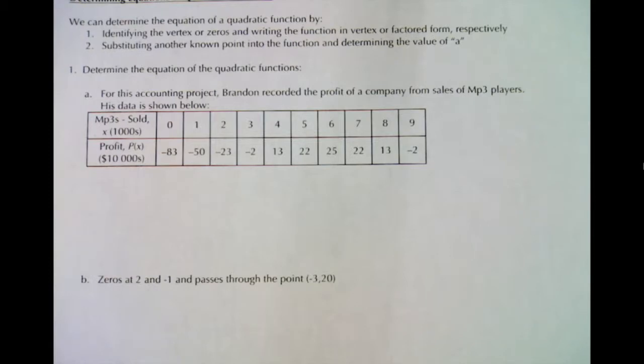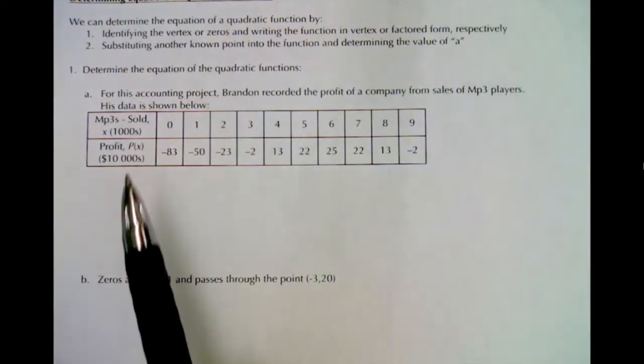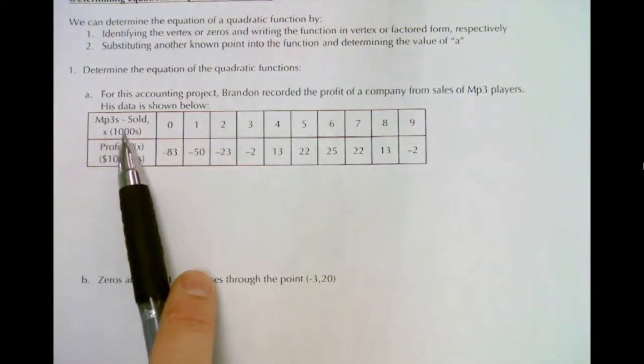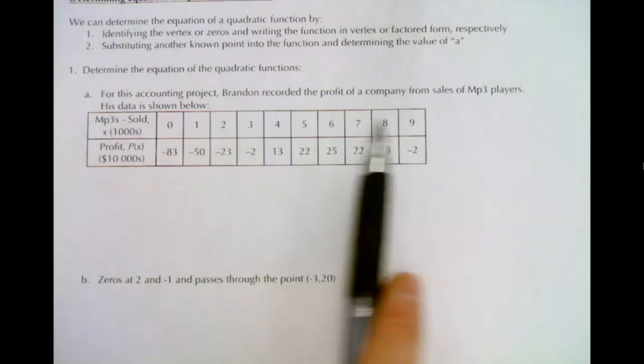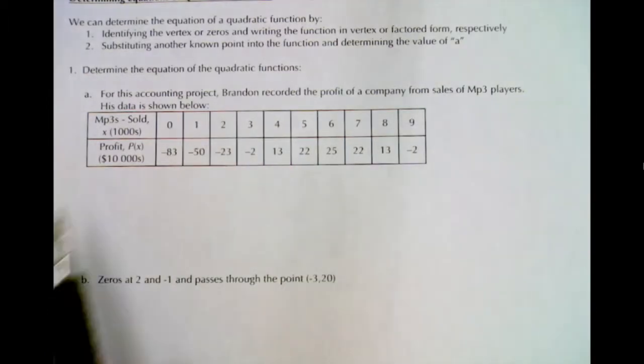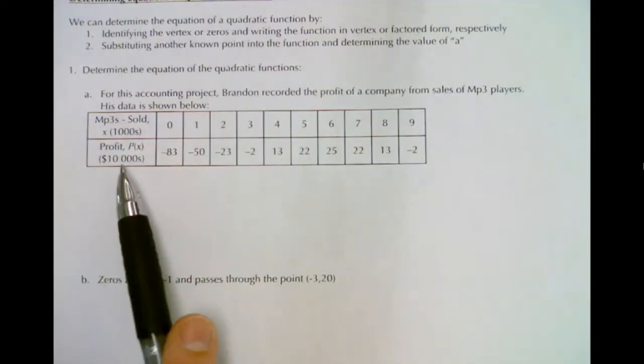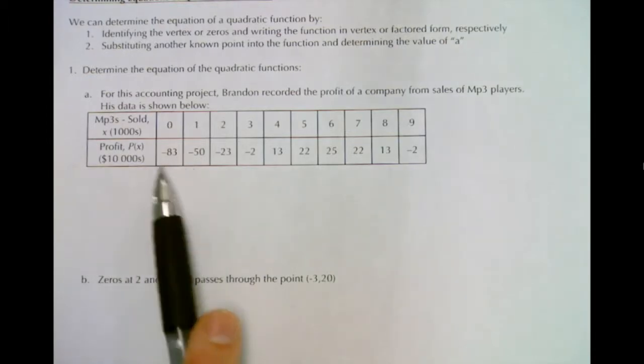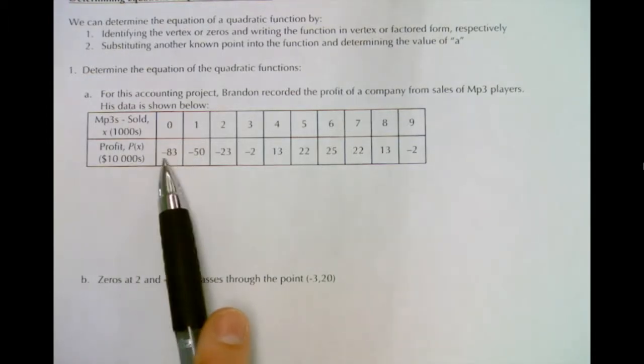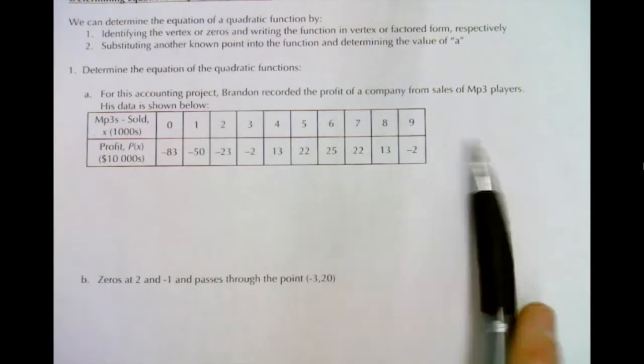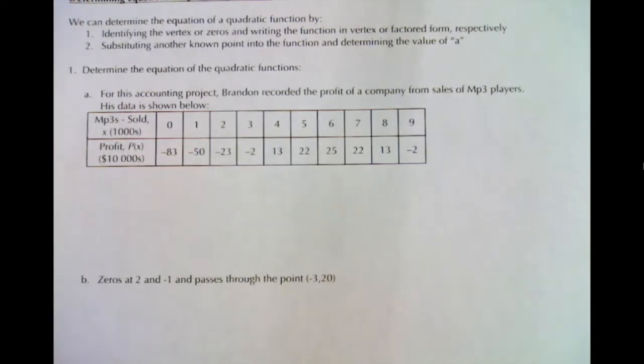So for A, I'm going to work through it. This says, for his accounting project, Brandon records the profit of a company from sales of MP3 players. This is a very old question. His data is shown below. These are how many MP3s are sold in thousands. So 0, 1, 2, 3, 4, all the way up to 9,000. And this is his profit in tens of thousands. So 83,000 loss. So he lost $83,000 all the way up to $25,000 profit.